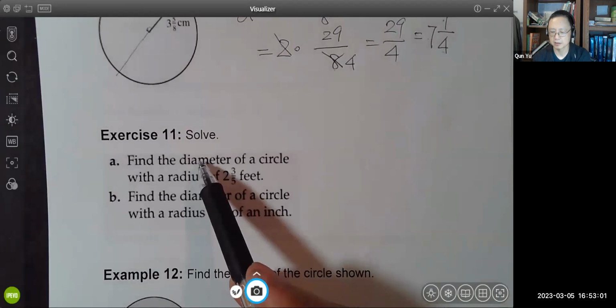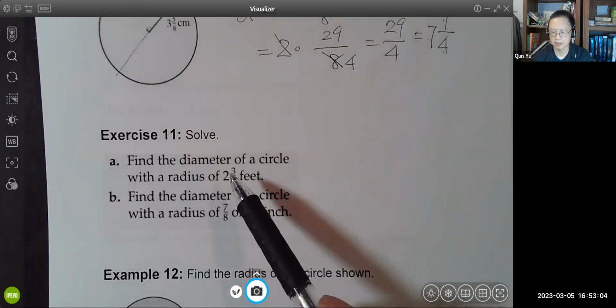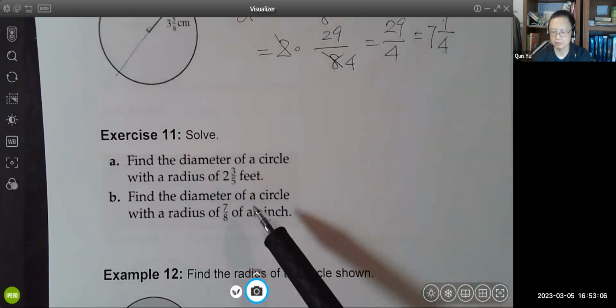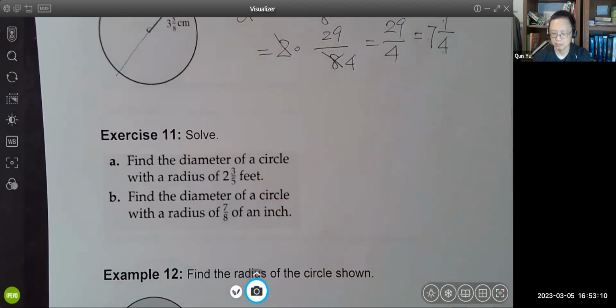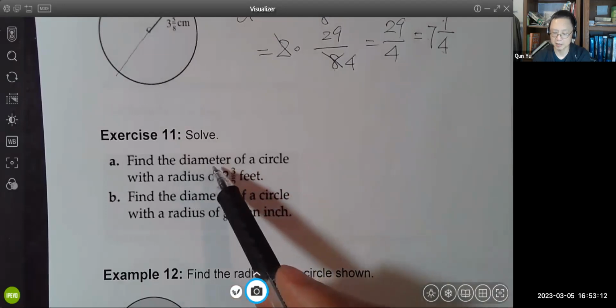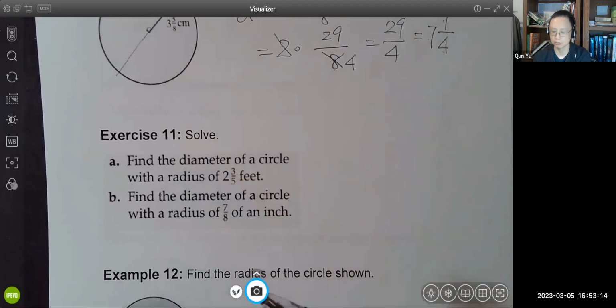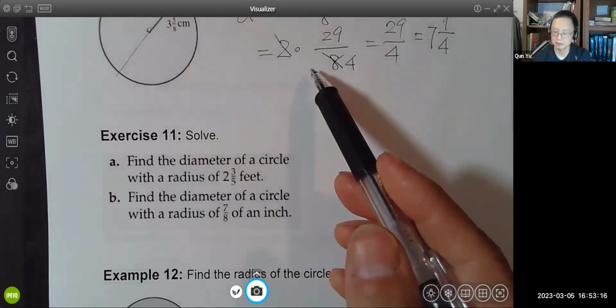Now next one, examples. This is an exercise very much the same, where you're given the diameter and you are looking for the radius. In that case, you just divide by 2. If you're finding the diameter given the radius, you multiply by 2 to get the diameter, just like what we did here.